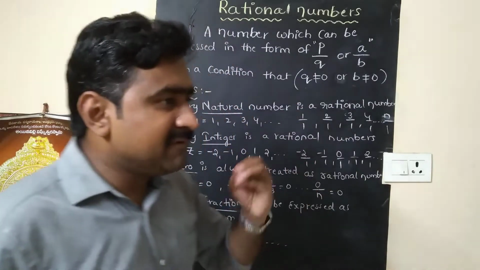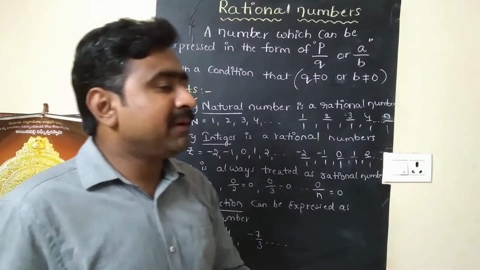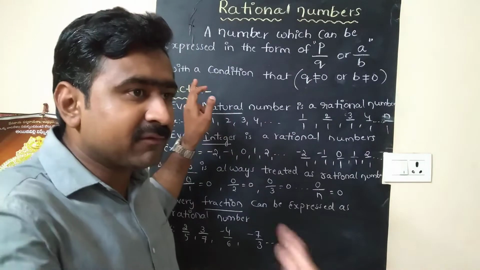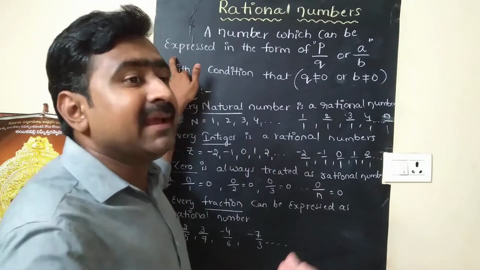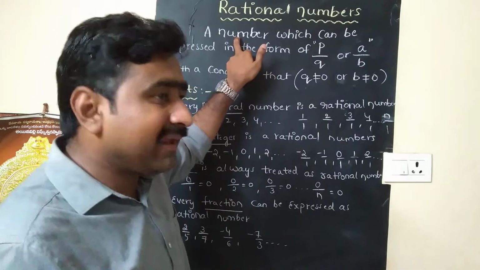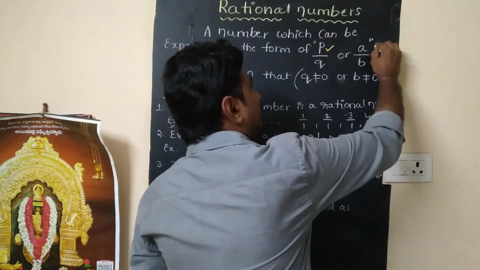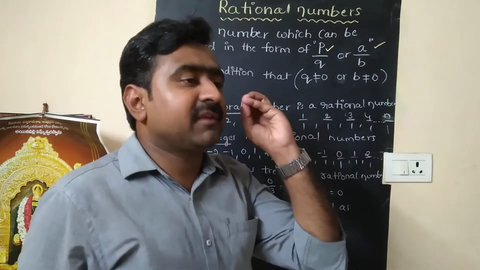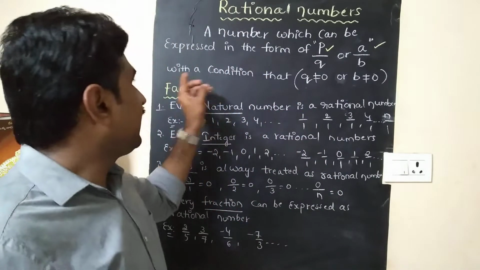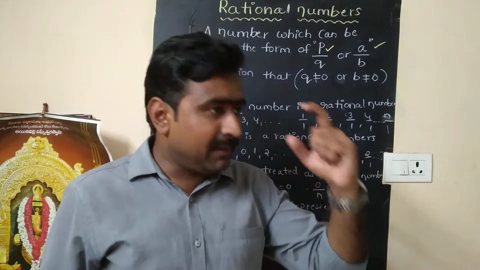Okay, so my definition is: a number which can be expressed. Expressed means which can be written. Generally in mathematics we use the term express while writing definitions, which means it can be written as. So a number which can be expressed in the form of P by Q or A by B, such types of numbers are called rational numbers. Got it or not? Any number which can be written in the form of P by Q or A by B.